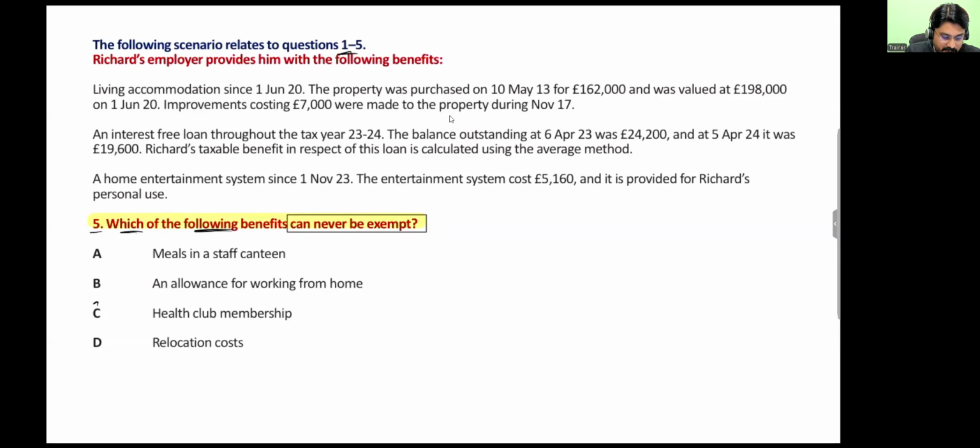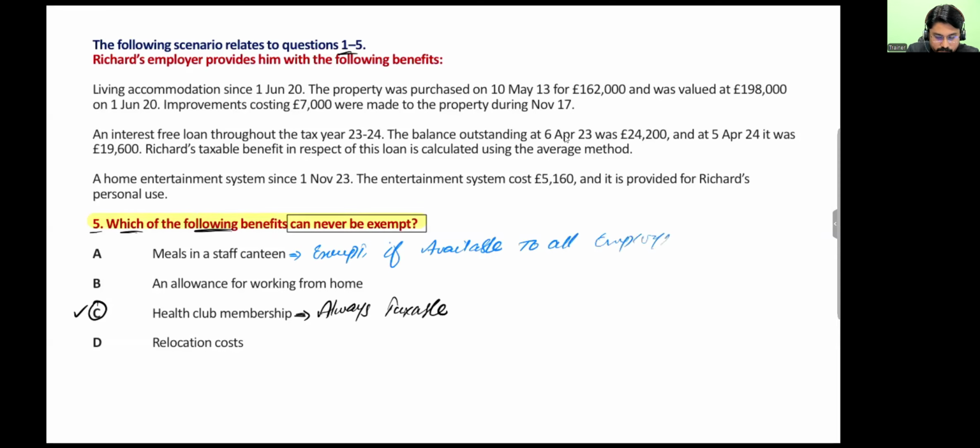So the correct option is option C, health club membership. If this amount is paid by the employer, that will always be a taxable benefit. It can never be exempt. While the rest of the other benefits may be exempt, but how? Let's discuss. Meals in a staff canteen are exempt if they are available to all employees. I'm also guiding you to the other options as well. If available to all employees, then it will be exempt. Work from home allowance is exempt up to £6 per week or £26 per month.